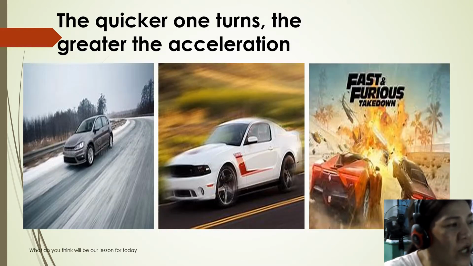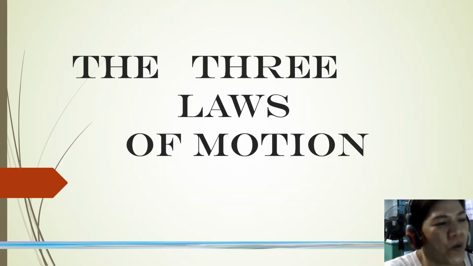Now, try to look at this. So as you can see, there are three cars. Of course, it is very evident that the speed of the car is running too fast. So the quicker one turns, the greater the acceleration. Okay. So what do you think will be our lesson for today? Wow, the three laws of motion.